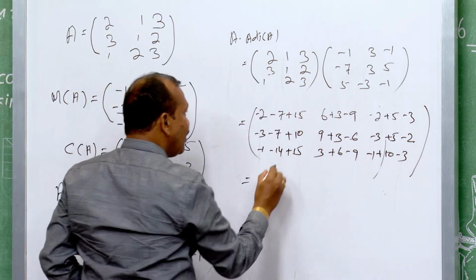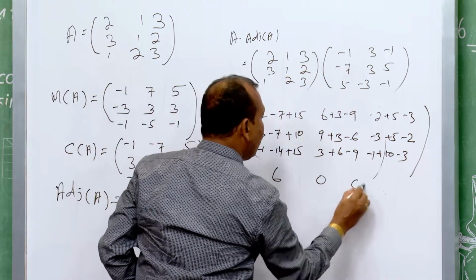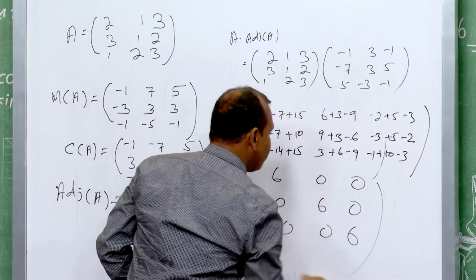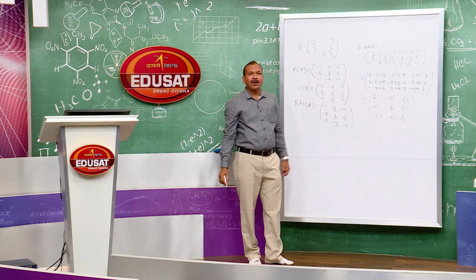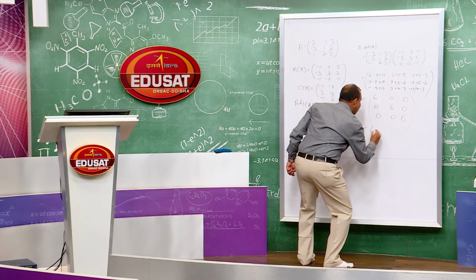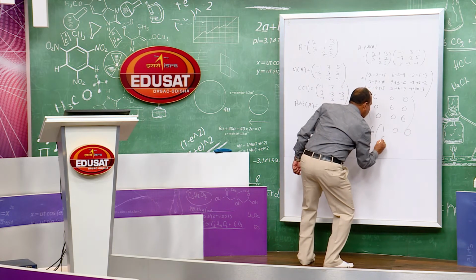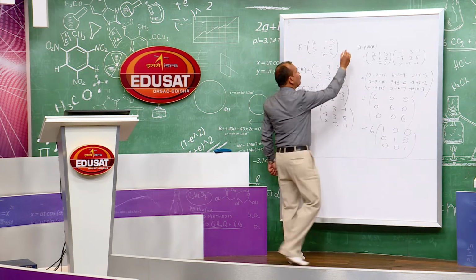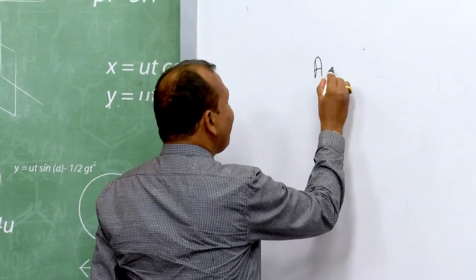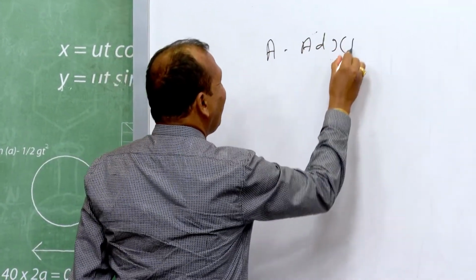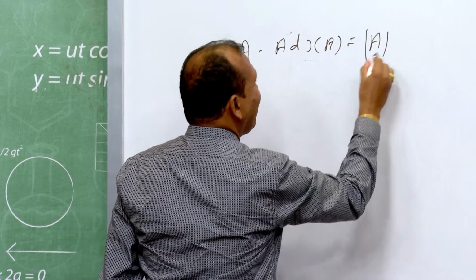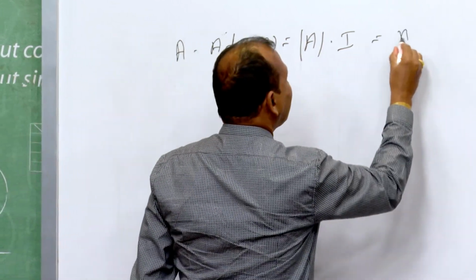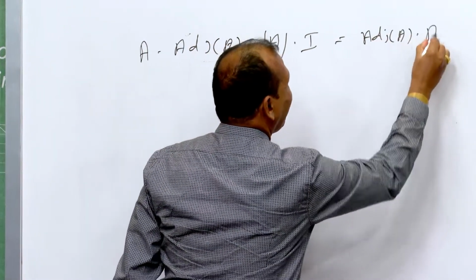Then we have 6, 0, 0, 0, 6, 0, 0, 0, 6. This is a third order matrix that is equal to 6 times 1, 0, 0, 0, 1, 0, 0, 0, 1, where 6 is the determinant value, determinant of A. So, A into adjoint of A is equal to determinant A into I, which is equal to adjoint of A into A.